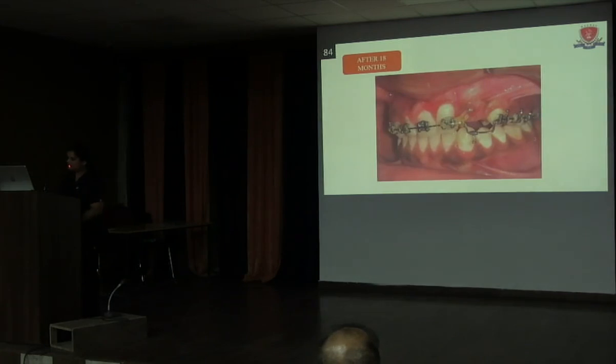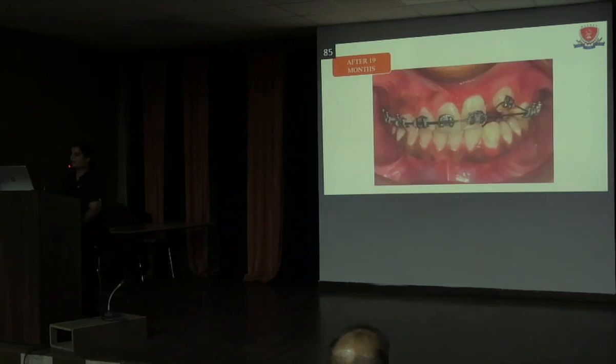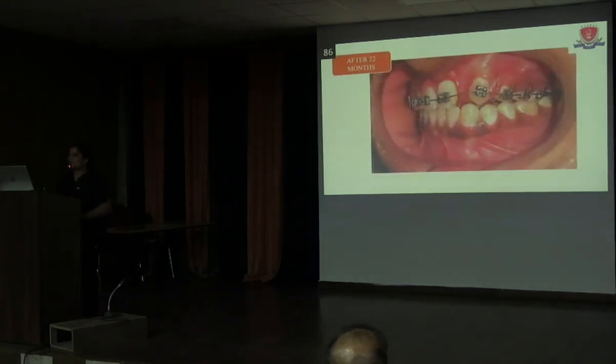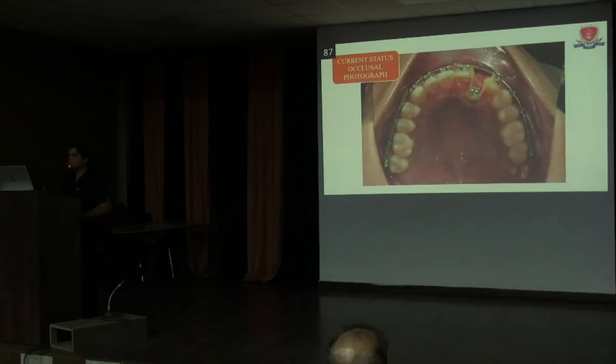After 18 months, we can appreciate that the central incisor has come into the line of arch. After 19 months, the crown of the canine can be seen erupting in the oral cavity. This is the current status of the patient. In this photograph, you can see that the palatally impacted canine is erupted into the line of occlusion, and space preparation is done to bring the palatally impacted tooth 1, tooth 2 into the arch.